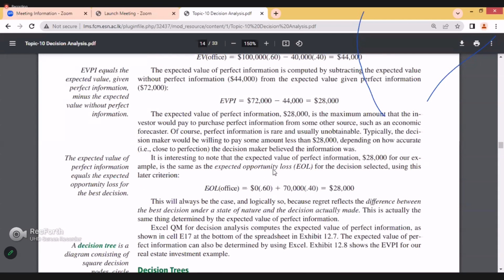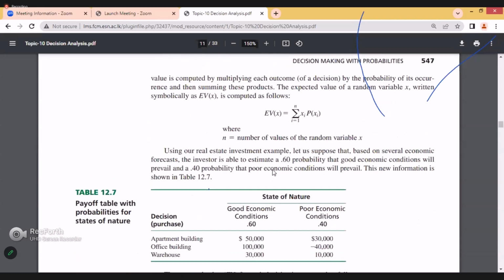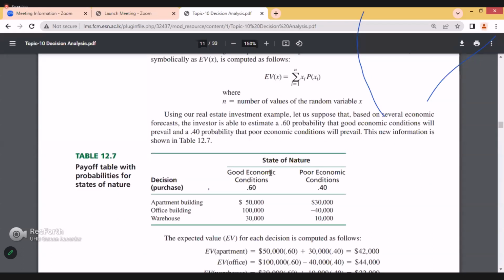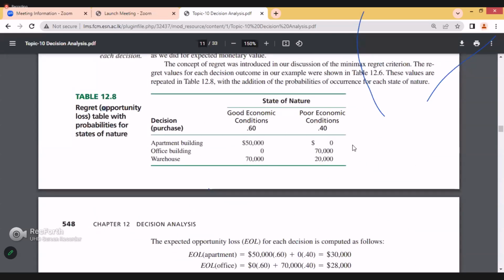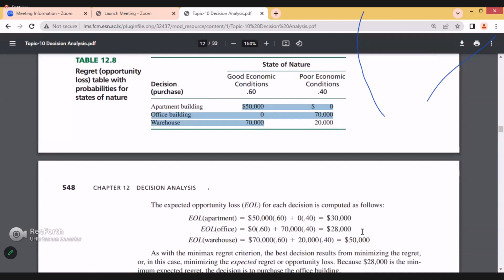Is 0.70. Is 0.70 and 0.70 20. For maximum one, we have to make it. So that is opportunity loss. Then we have to assign the probability value.